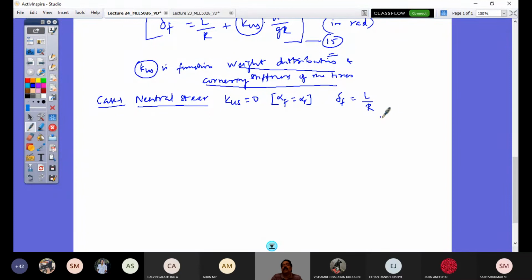So this R is the turning radius. Let us assume for our case study R happens to be some 30 meters, and L happens to be 3 meters. I am taking a long vehicle, right? 3 meters and 30 meters. So now what would be my steering angle requirement? It is 3 by 30. It is 0.1. What is the unit? Radians. 0.1 radians.